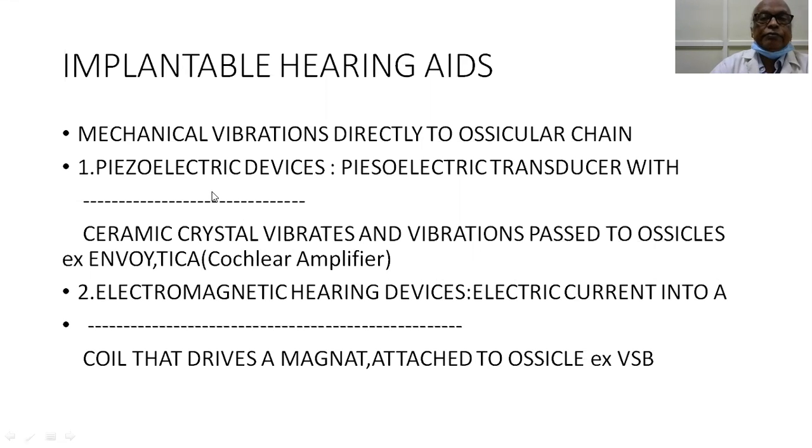Piezoelectric devices function on the principle that they have a piezoelectric transducer with a ceramic crystal, which changes its volume with an electrical stimulus and gets vibrated, and the vibrations are passed on to the ossicles. These types of implants are called Envoy and Tica. Tica is a totally implantable cochlear amplifier. For some reason, this particular technology failed to take off. Next are electromagnetic hearing devices, or electroacoustic hearing devices. Here the electric current is passed into a coil that drives a magnet which is attached to the ossicle.